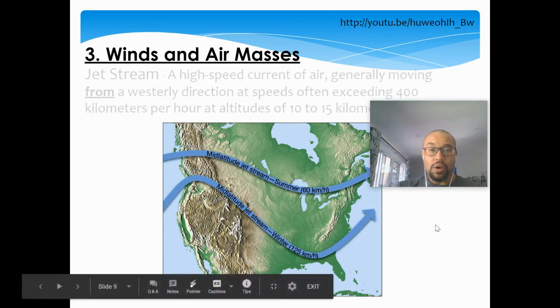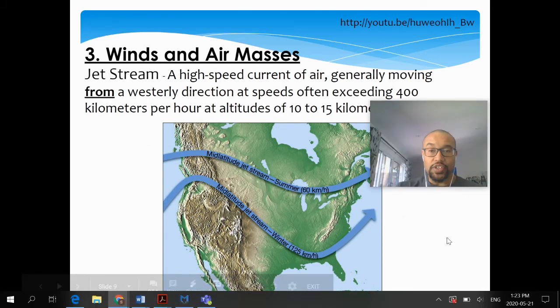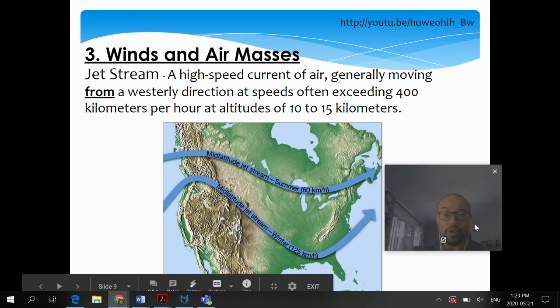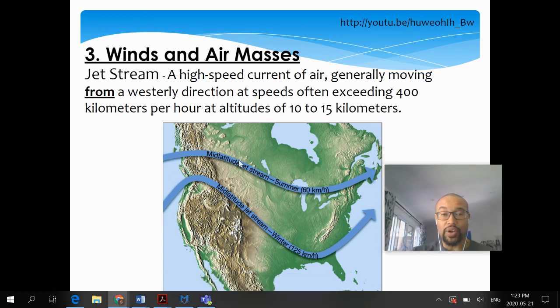There's also something called the jet stream, and the jet stream is a current of wind that moves very quickly from west to east across North America. Its position changes from summer to winter, and its speed also does. And it is always present.